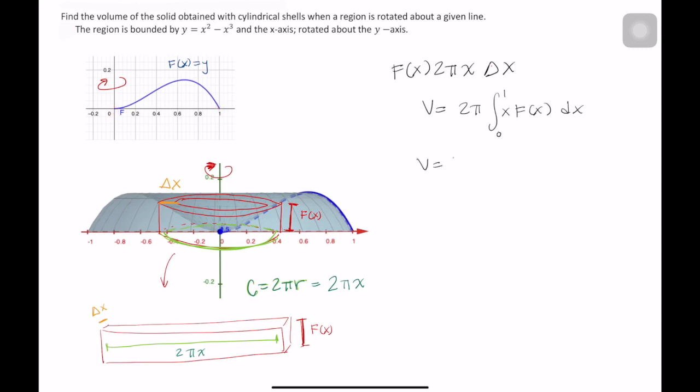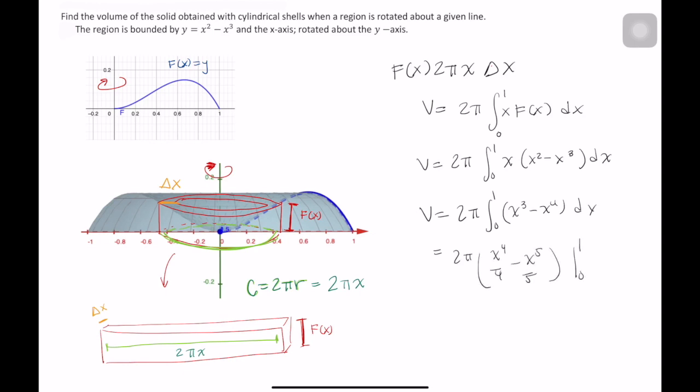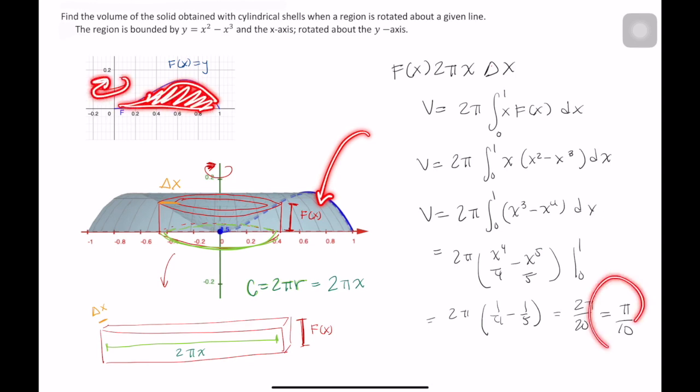All right, so now we can replace big F of x with x squared minus x cubed. So we end up with 2 pi times the integral from 0 to 1 of x cubed minus x to the 4th dx, which integrates really nicely. And you end up with 2 pi times 1/4 minus 1/5. So this is just 2 pi over 20, or pi over 10. So then the volume of this region here, the volume of this solid created by rotating this region about the y-axis, is pi over 10.